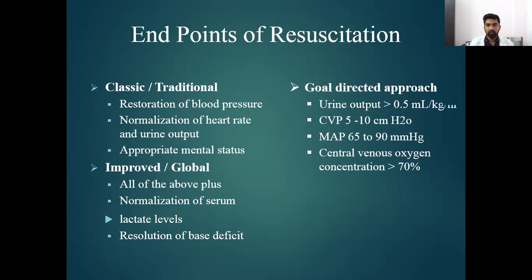Goal directed approach. Your urine output should be greater than 0.5 ml per kg per hour. So consider a 50 kg male or 50 kg female: urine output must be more than 25 ml per hour. Central venous pressure 5 to 10 centimeter H2O, MAP 65 to 90 millimeter mercury, central venous oxygen saturation 70%.